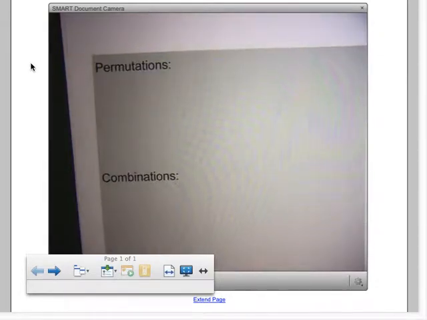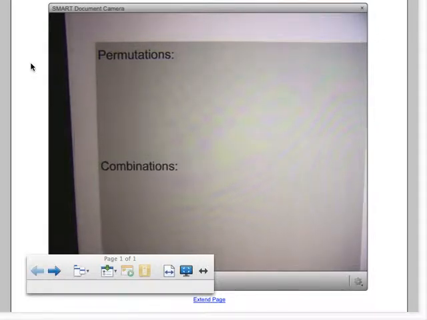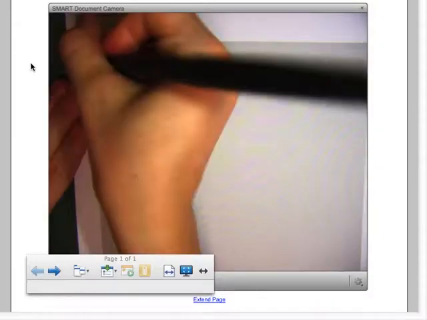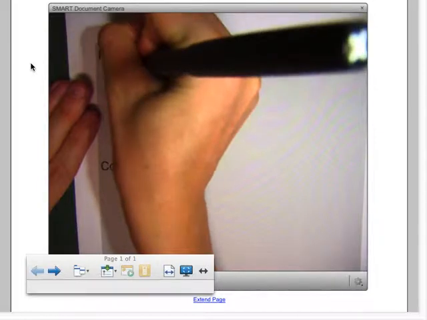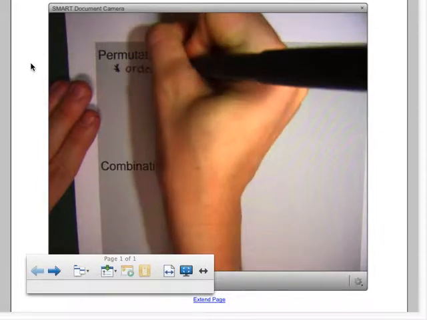All right, last thing we're covering. Okay, so first we're going to go over permutations and combinations. So for a permutation, we need to have that order matters.